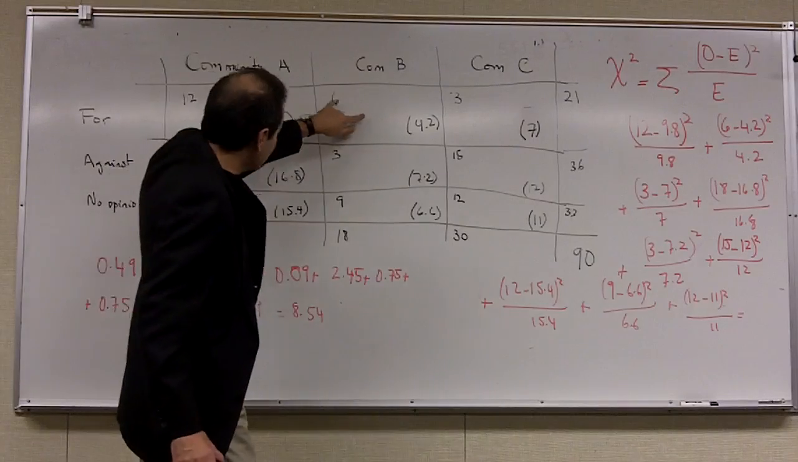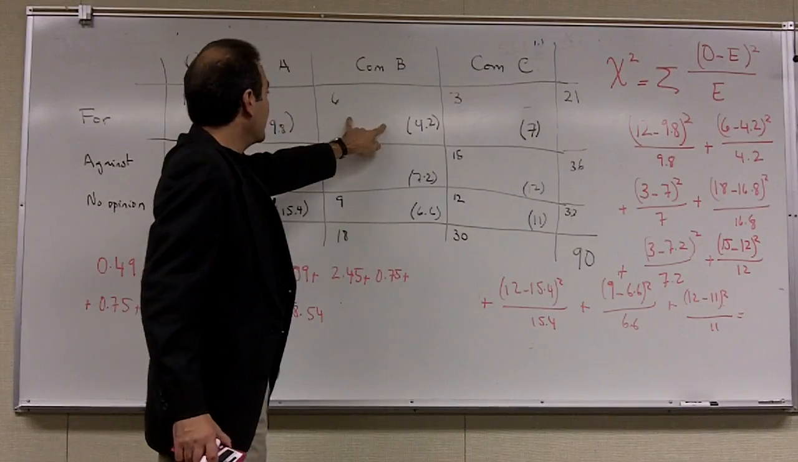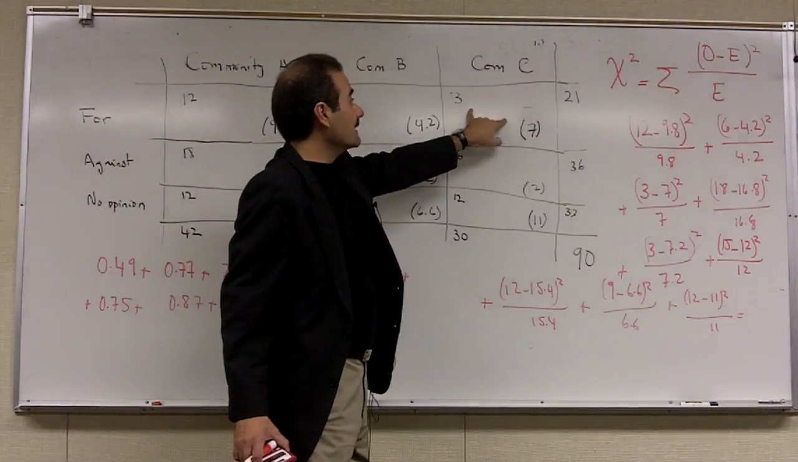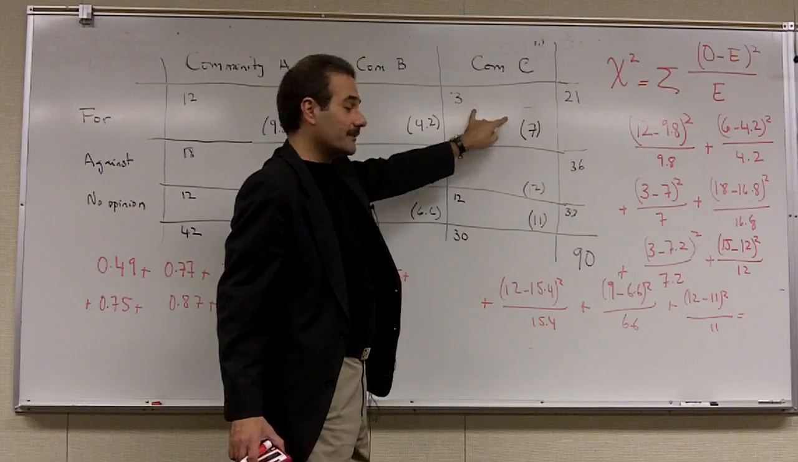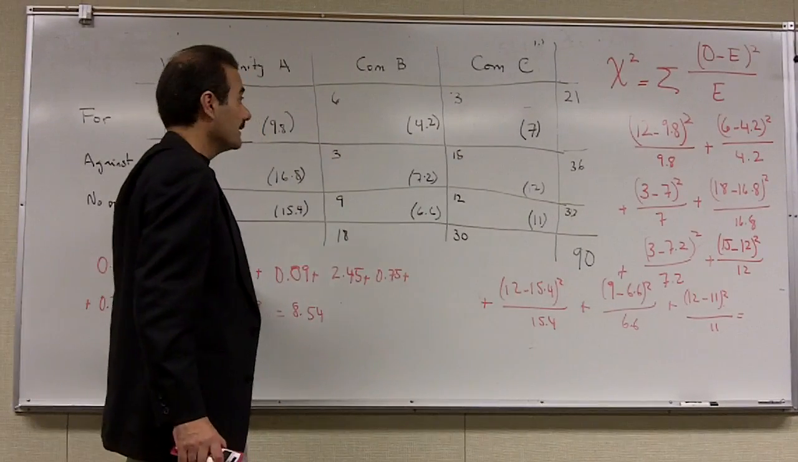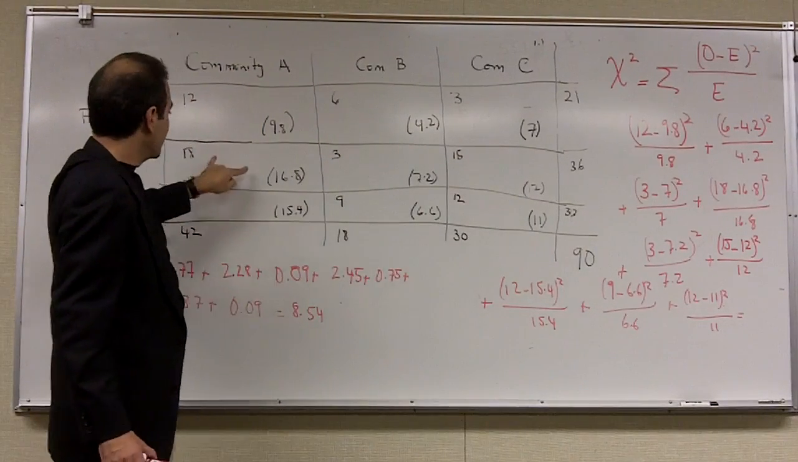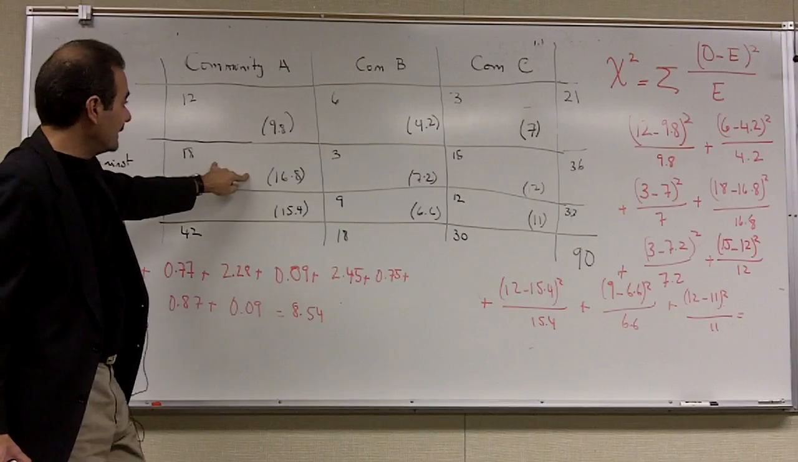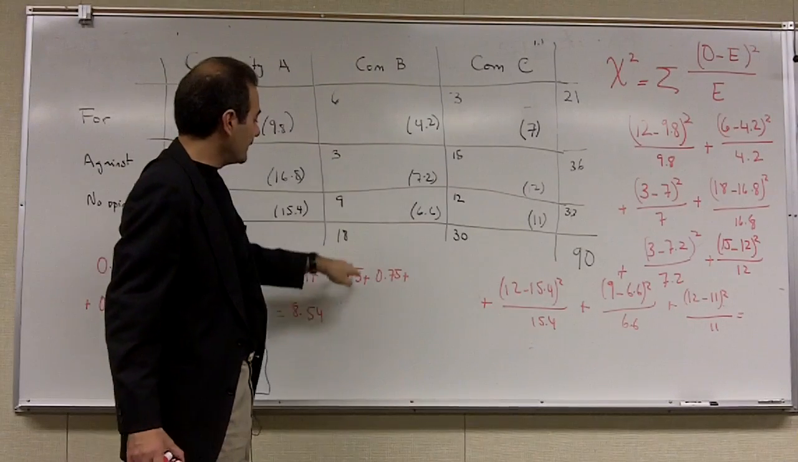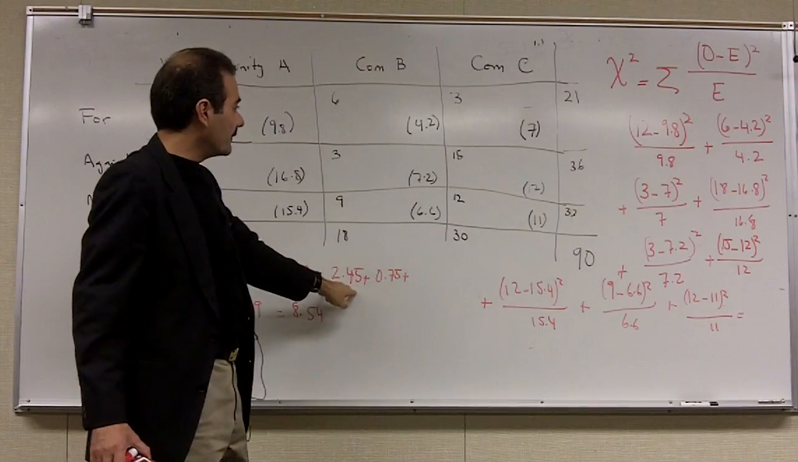This discrepancy is a little bit bigger. This is a big discrepancy. It's almost double, more than double, right? So you get a bigger chi-square value. This discrepancy is not that big. This discrepancy is almost double, so you get 2.45.